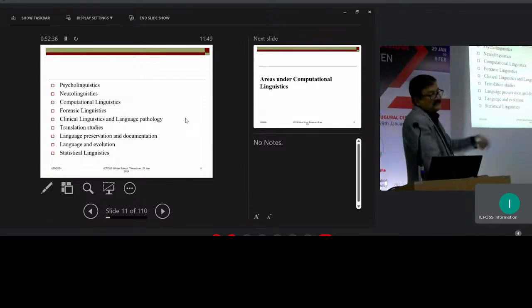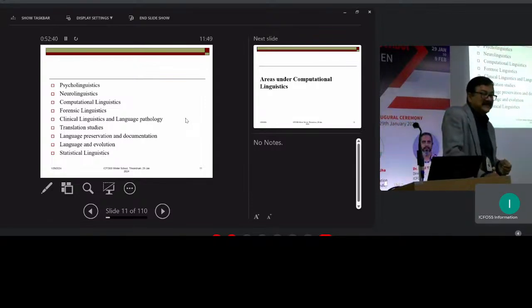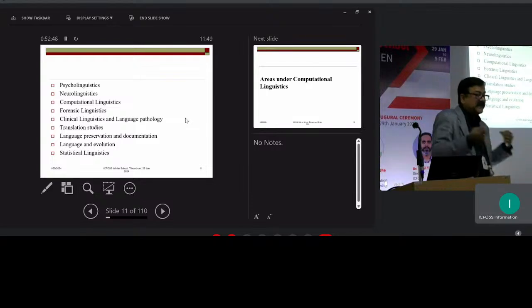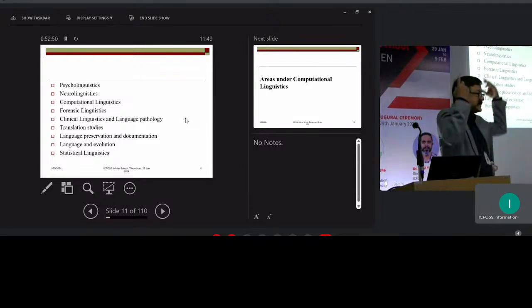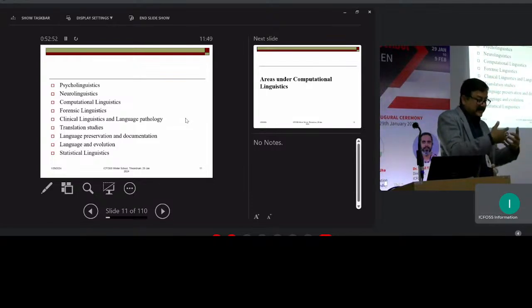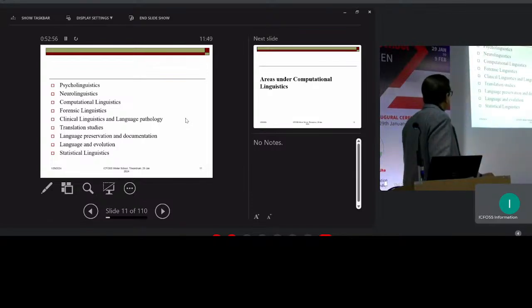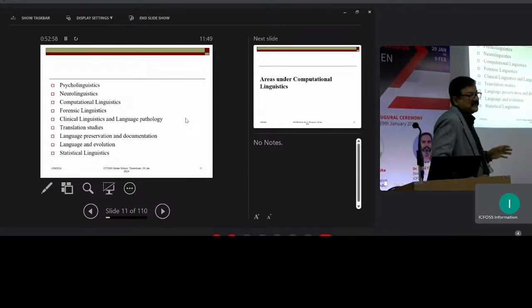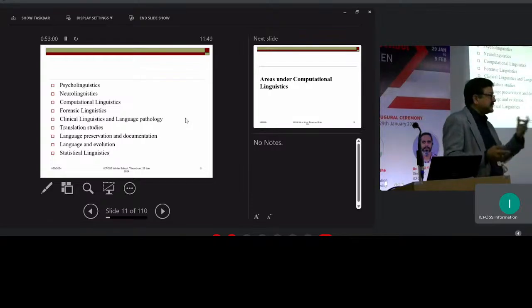Language evolution, language and biology. A lot of new areas are coming up. Biolinguistics and all those things. Genetic linguistics, we call it. Where the genes communicate, how do the neurons communicate with each other, all those things are part of it. And statistical linguistics. We do statistical machine translation, statistical machine learning, etc. All those things are part of that.